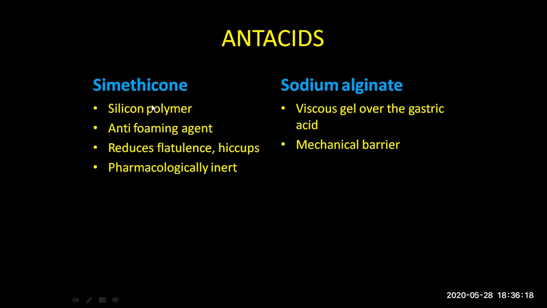So other antacids are simethicone and sodium alginate. Simethicone is nothing but a silicon polymer. It mainly acts as an anti-foaming agent and it reduces the flatulence and hiccups. So it prevents the foaming due to the excess gastric acid. Therefore, it reduces the flatulence. Flatulence is nothing but bloating. And it is pharmacologically inert. You need not worry about the adverse effects. It has only local action. And sodium alginate is a viscous gel which coats over the gastric acid. Therefore, it acts as a mechanical barrier, thereby preventing the acid causing erosion over the mucus.